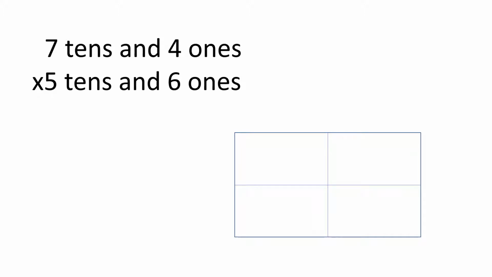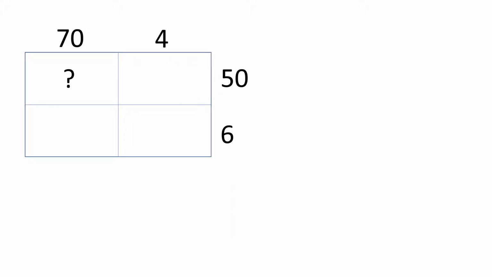So we have our 7 tens and 4 ones and 5 tens and 6 ones, and we're going to place these numbers on the outside of our area model. So remember, 7 tens is 70, and then we have our 4 ones. 5 tens is 50, and then we have our 6 ones. So notice I used how we broke them apart to place them on the outside. So now that we've placed them, we need to multiply them.